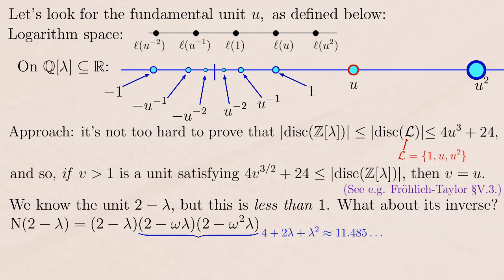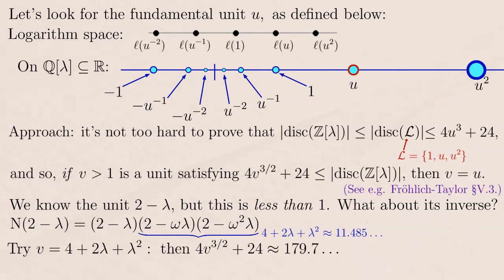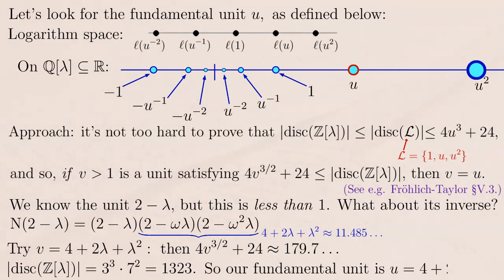In fact, numerically, when we substitute in lambda as the real cube root of 7, we get about 11.485. So if we plug this value in for v, we get that 4v to the 3 over 2 plus 24 is about 179.7. And we've already calculated the magnitude of the discriminant of Z adjoin lambda. That was 3 cubed times 7 squared, which is 1,323. Okay, so 179.7 is less than 1323. So by the fact above, this must be a fundamental unit.